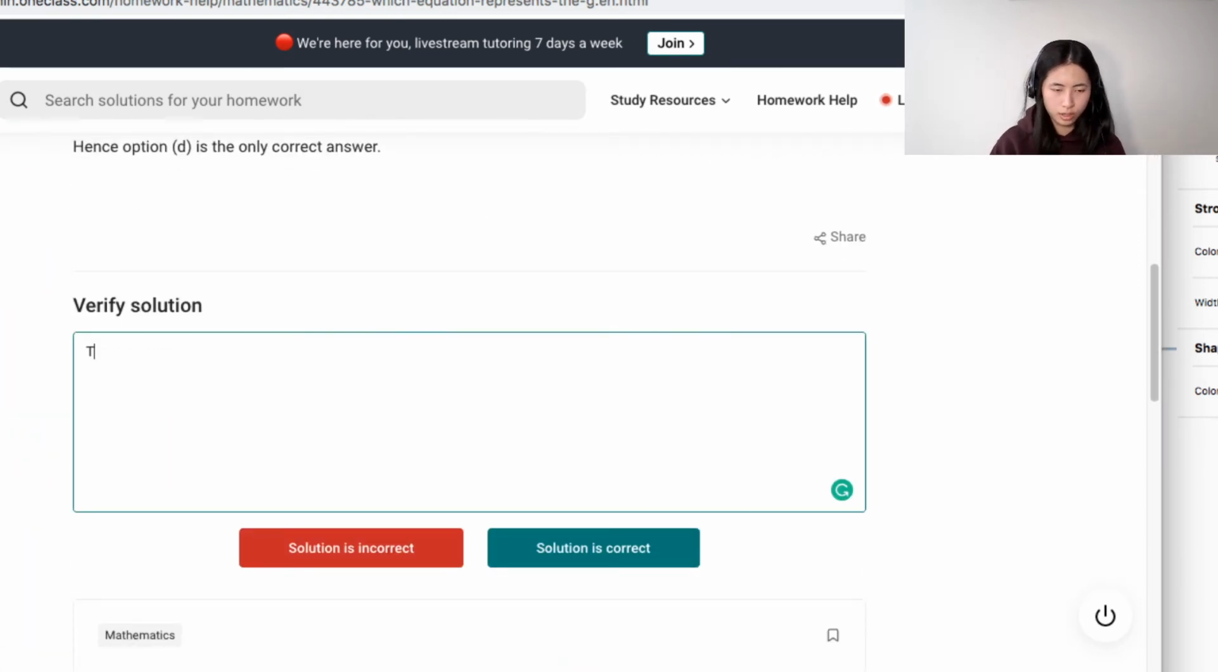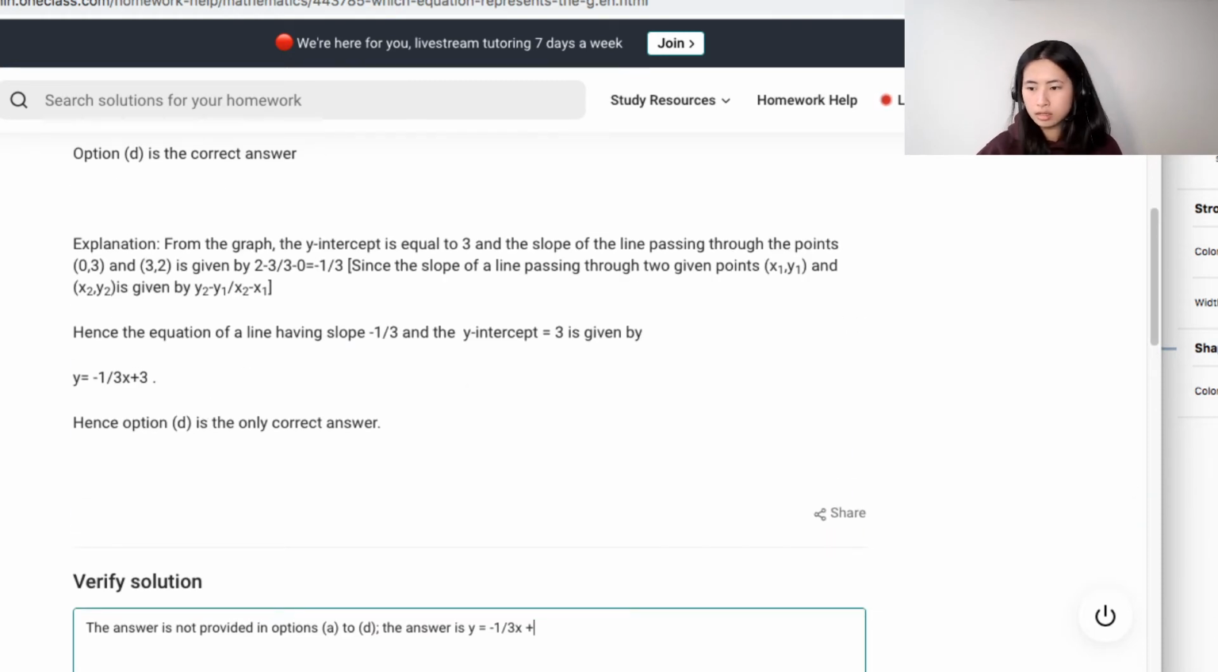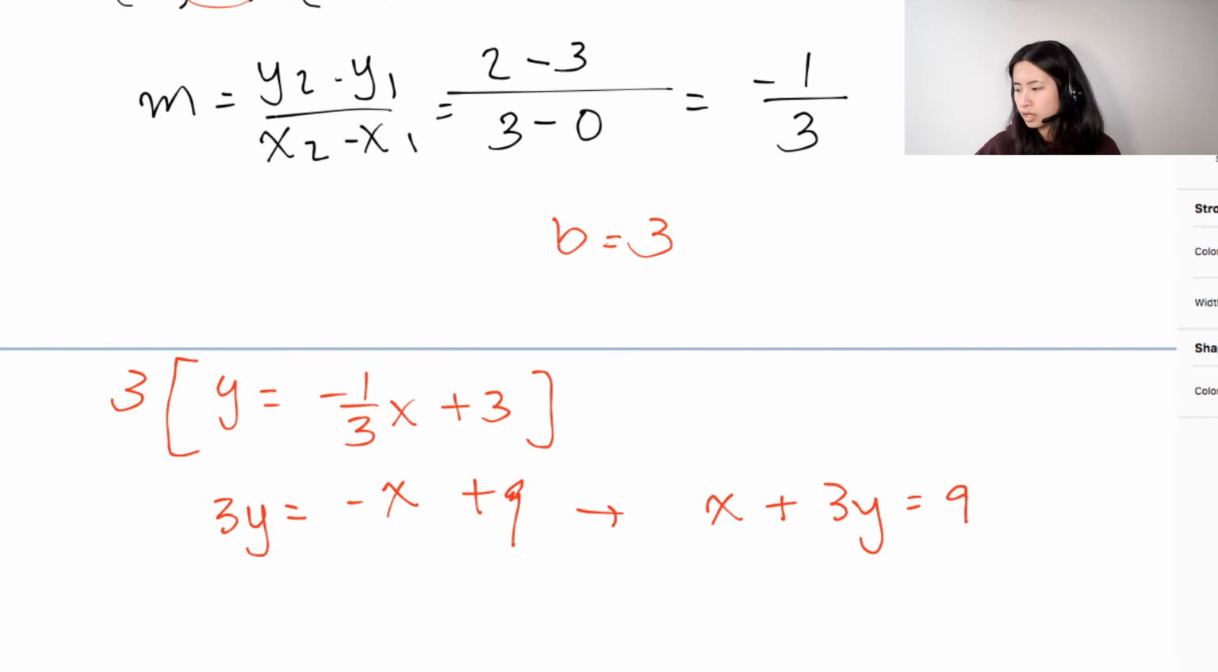Okay, great. So the answer is not provided in options A to D. The answer is negative. So y is equal to negative 1 over 3x, and this is plus, we said it was plus 3.